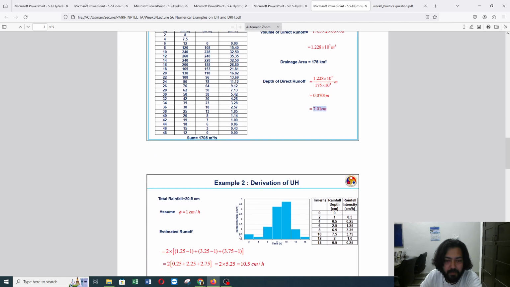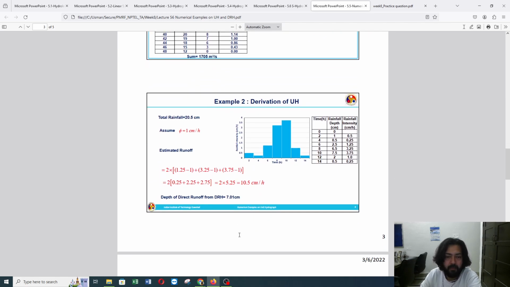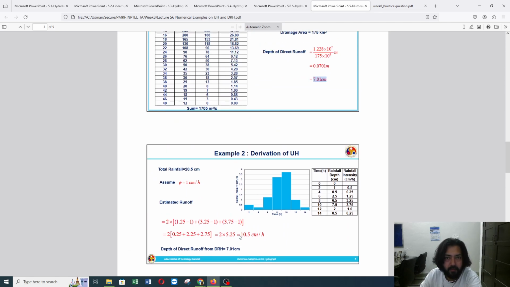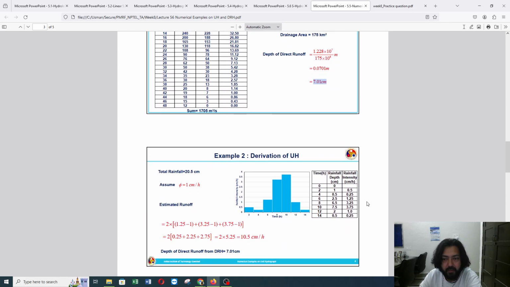Now the next step is to plot the rainfall hydrograph. In order to plot the rainfall hydrograph, we need the rainfall intensity. So what we have done here is divide the depth of rainfall by the time duration. So 1 divided by 2 is 0.5, and so on, because the time duration is 2. So we'll divide each rainfall depth by 2 and we'll get the rainfall intensity. So we have plotted this rainfall hydrograph.